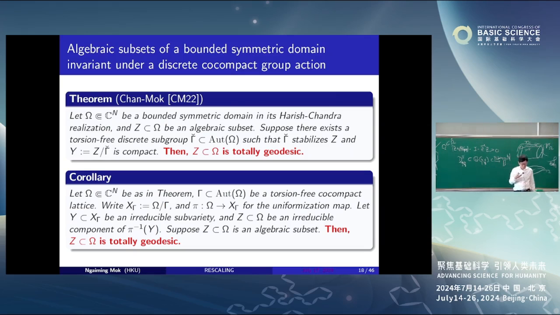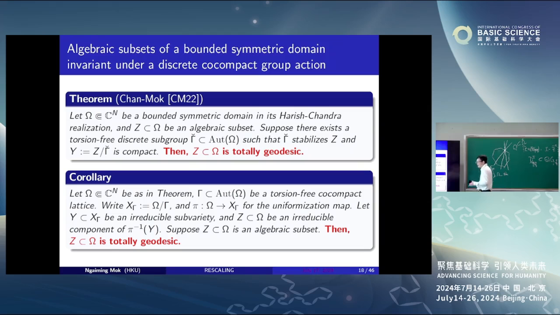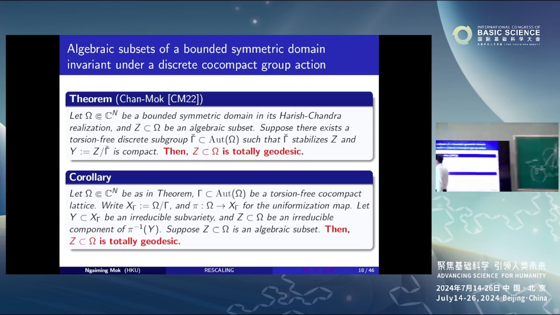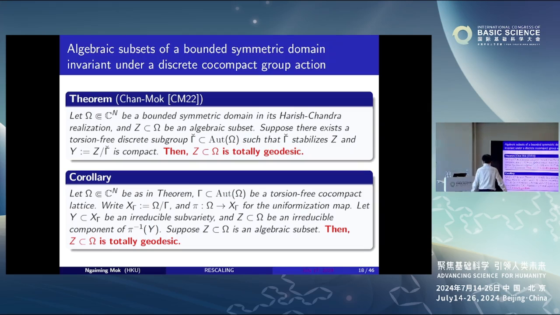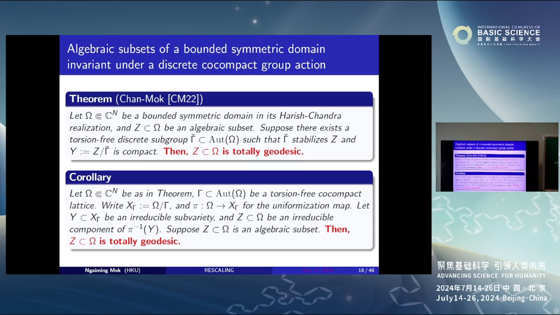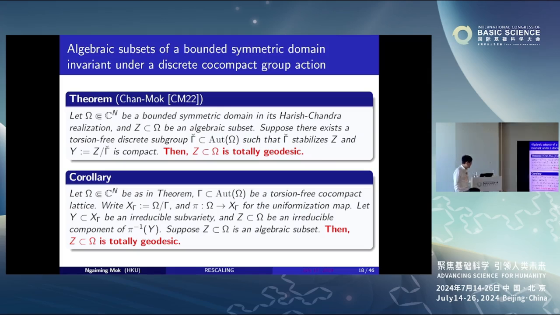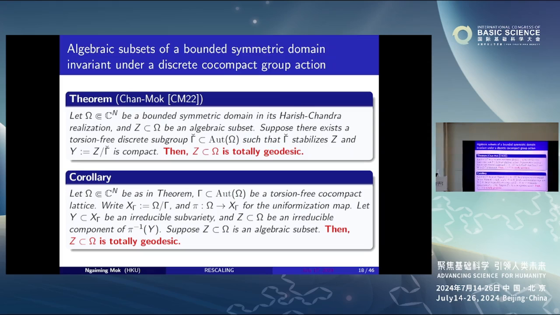So we look at ways of characterizing the universal covering. Here is the situation where I have a bounded symmetric domain, and I have a certain algebraic subvariety. On this subvariety, you have a certain quotient by a certain group of automorphisms. So it goes like this.